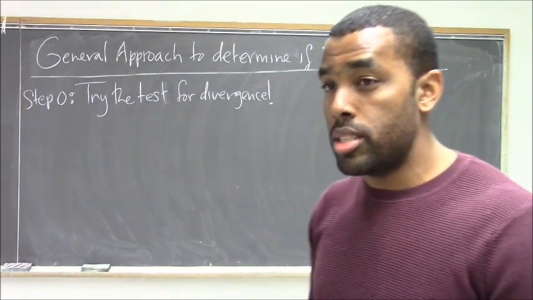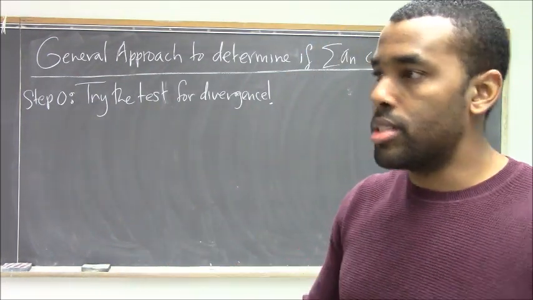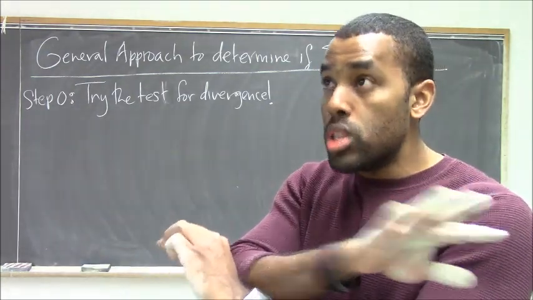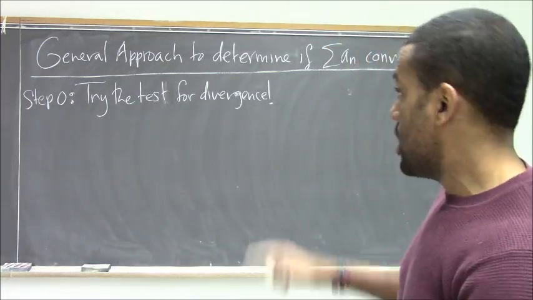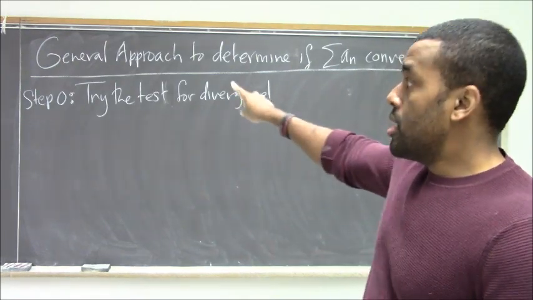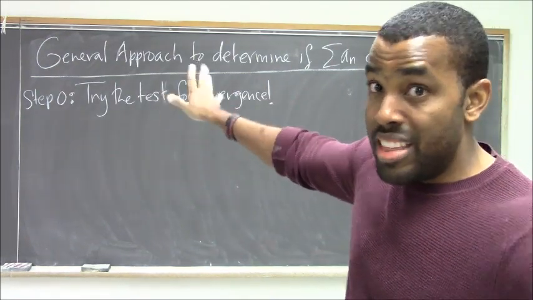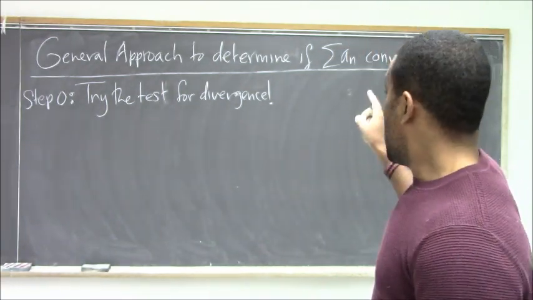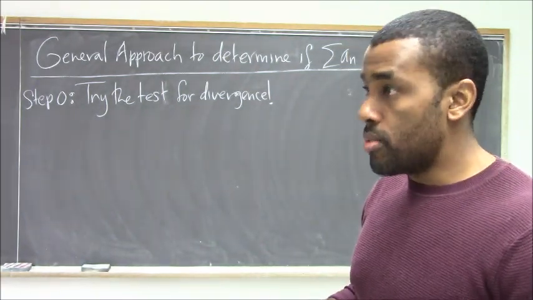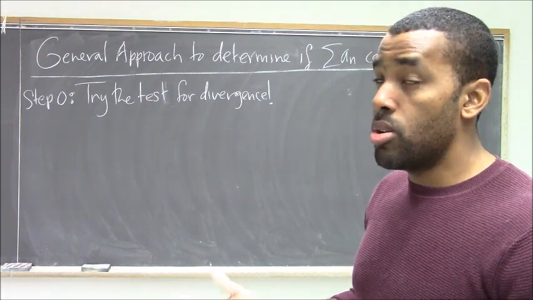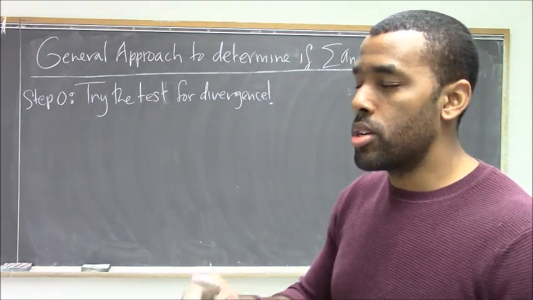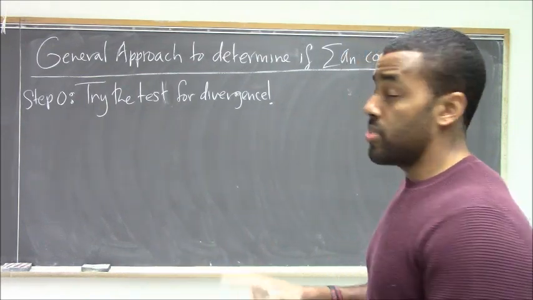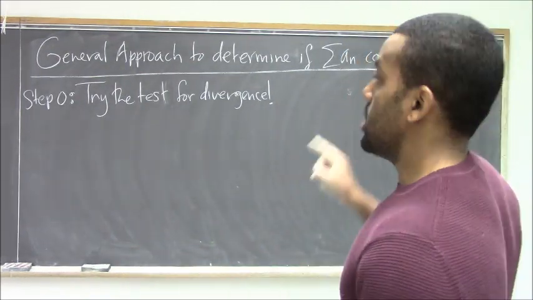If the limit is not 0, it diverges, meaning you don't have to check absolute convergence, you don't have to check conditional convergence, it will not have any kind of convergence. So if the test for divergence tells you that your series diverges, that's it, it diverges. There's no way to actually save it. The only way a series can converge is if the limit approaches 0, but even in that case it might not converge. So if the limit is 0, you don't know, you have to do some other test. But if the limit is not 0, then it will definitely diverge.